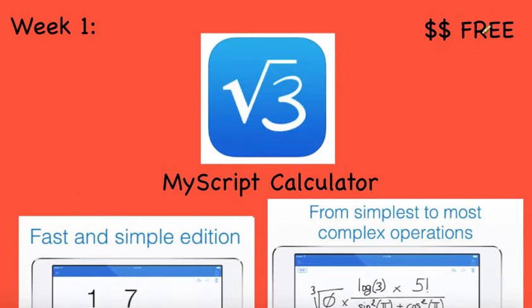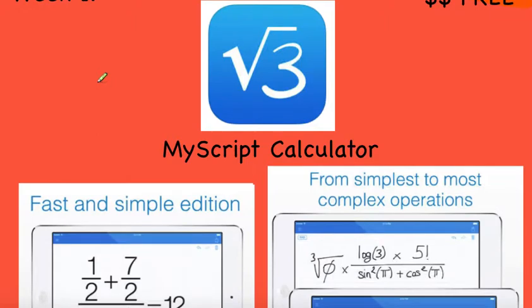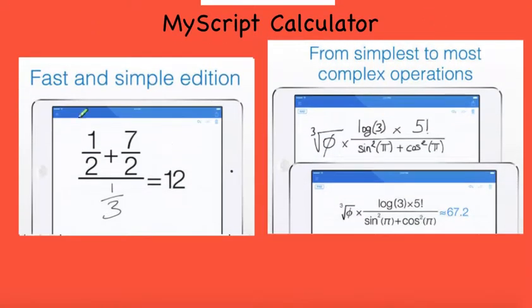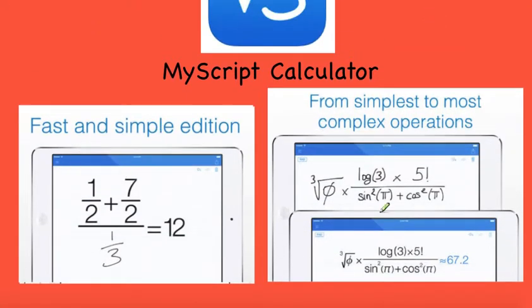It's free, so note that up here. This was week one's app, so it's called MyScript Calculator. This is what it looks like in the iTunes App Store. And just so you guys can get a feel for it, these are some screenshots, but it's a calculator that you can use your hand just to do all the calculations, and then the calculator converts your handwriting to math symbols and then is able to solve it.